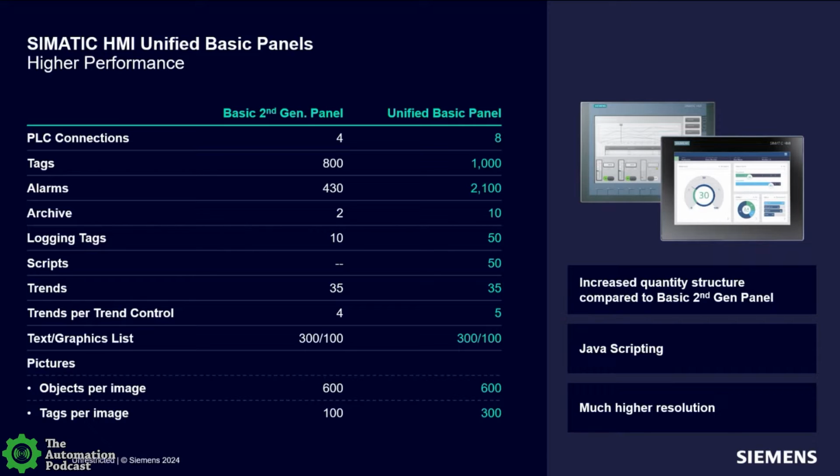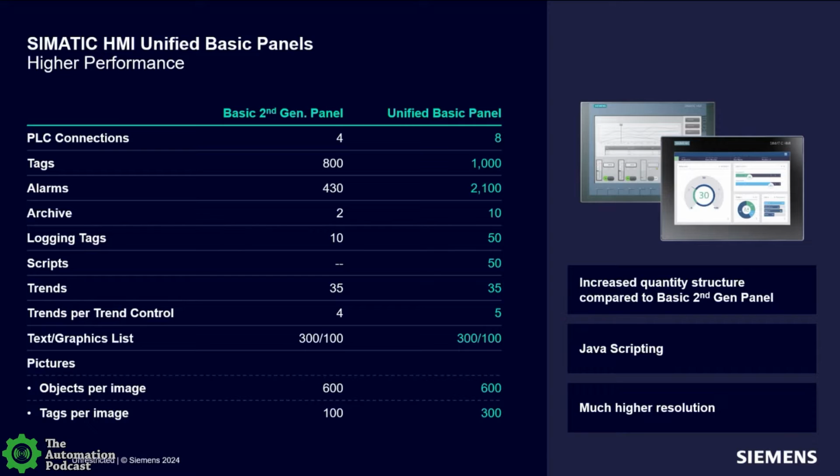And then from the data collection and archiving standpoint, we went from 2 to 10 archives. We went from 10 to 50 logging tags. Again, grabbing more data. People want to see an aggregate collection of data on these systems. So we wanted to give them a bigger storage container for that.